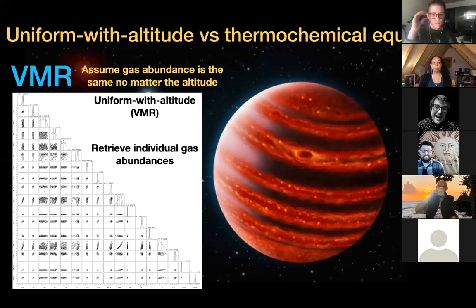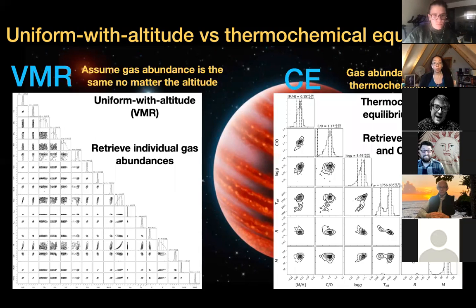So in this diagram, you see there's many, many more parameters that go into your model if you use this method. Instead of doing that, an alternative is a thermochemical equilibrium method. So instead of retrieving individual gas abundances, you end up retrieving just metallicity and the C/O ratio, and those gas abundances are then pulled from a thermochemical grid. And the downside of this is the assumption that the values from the chemical grid are going to work for all of your objects. So there's kind of a trade-off for both of these.